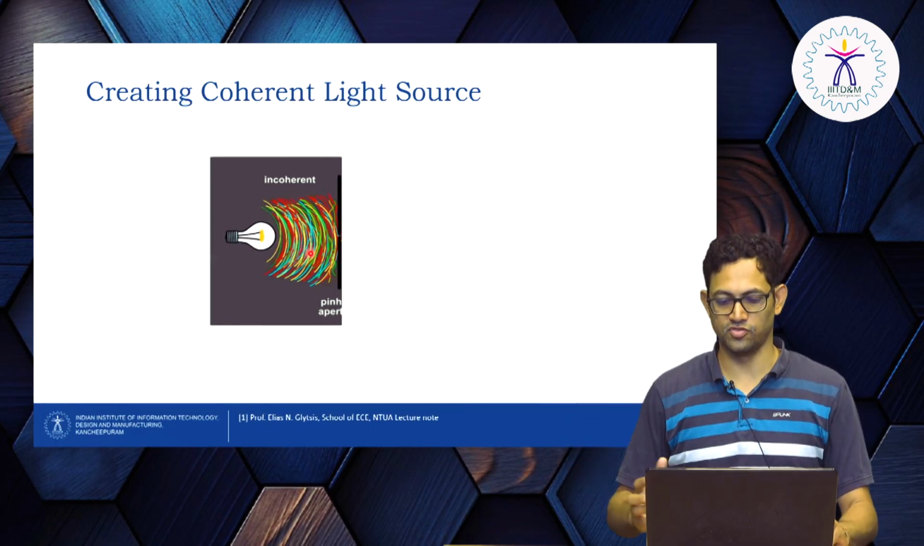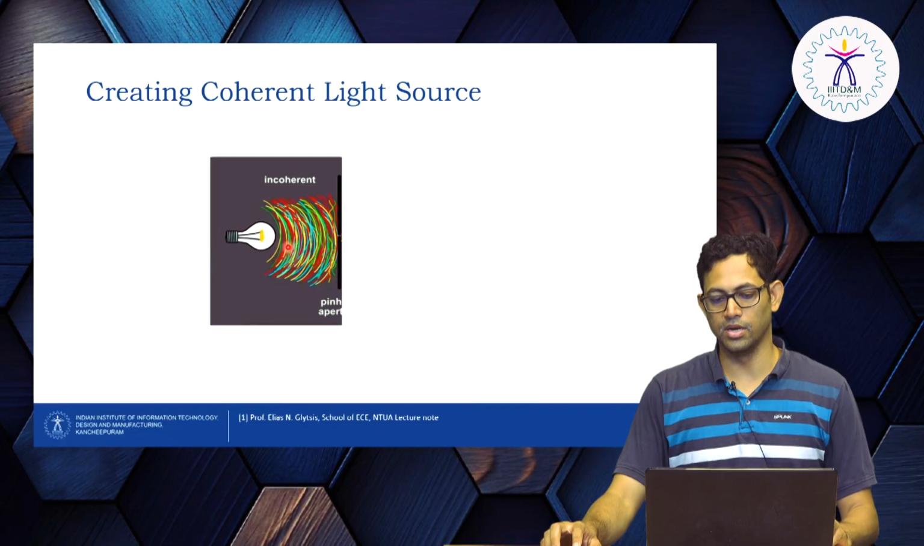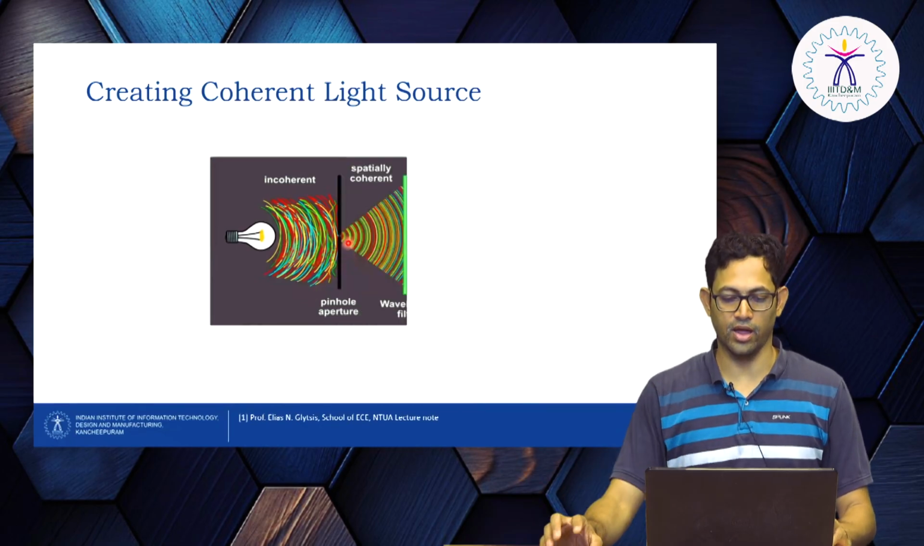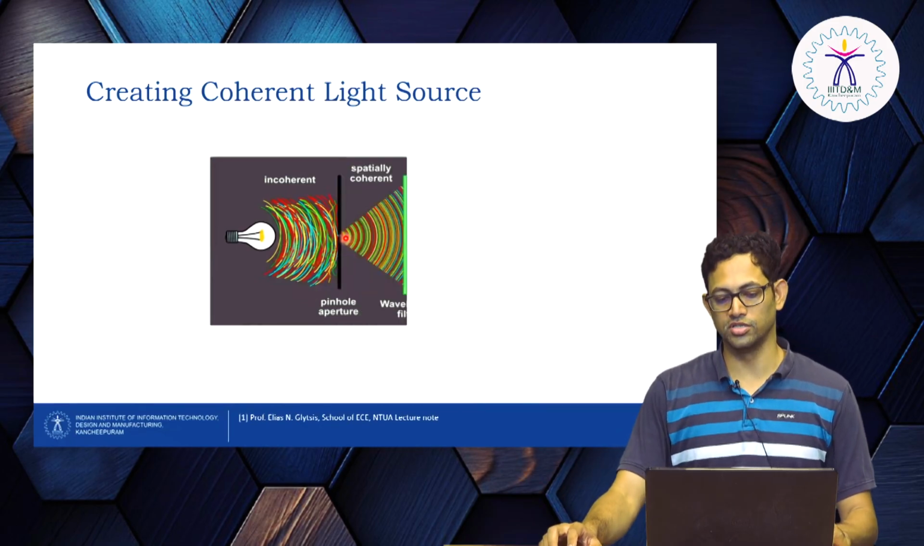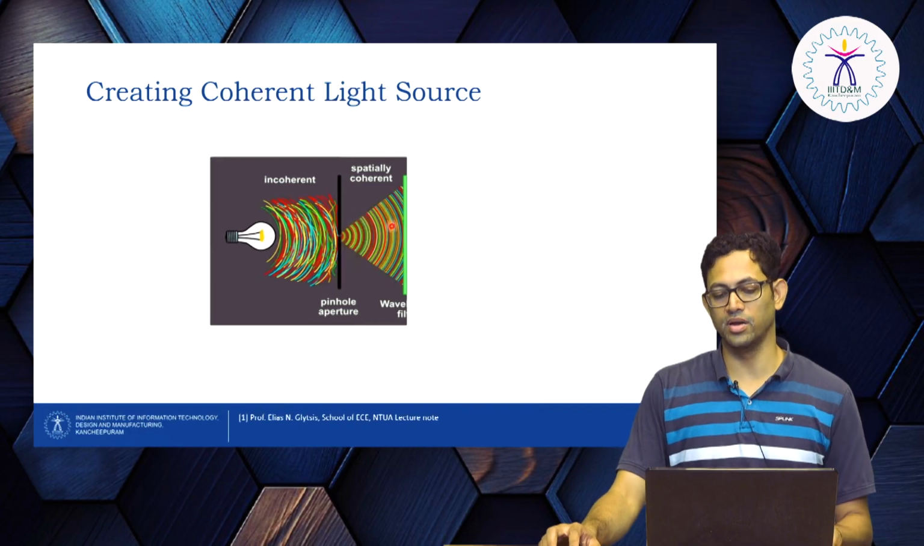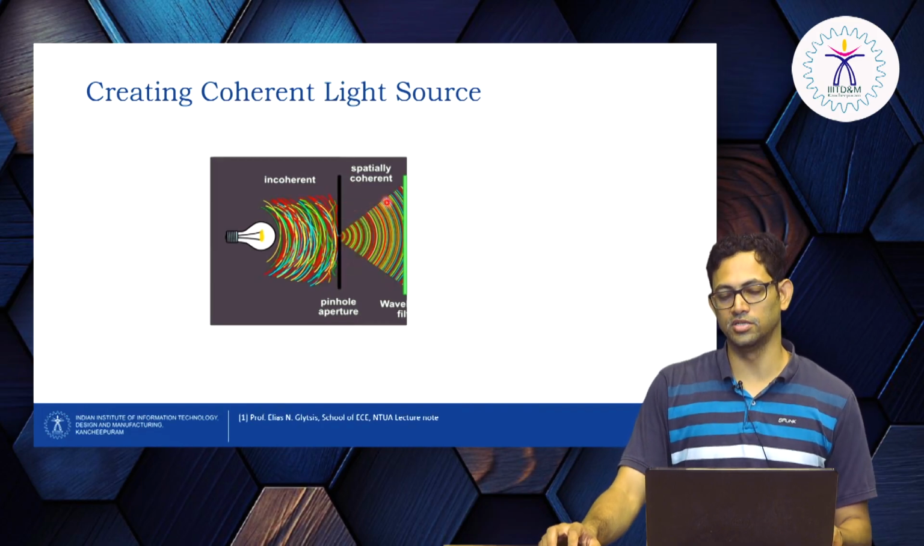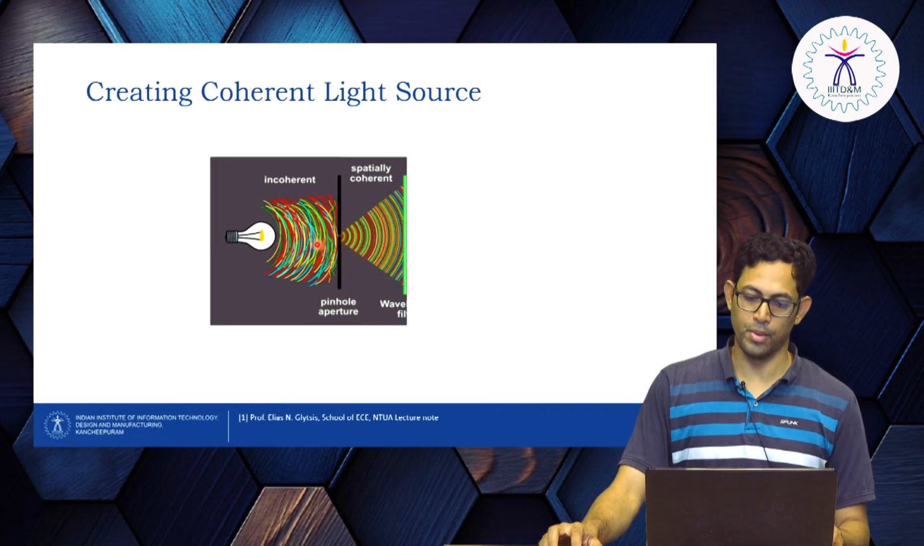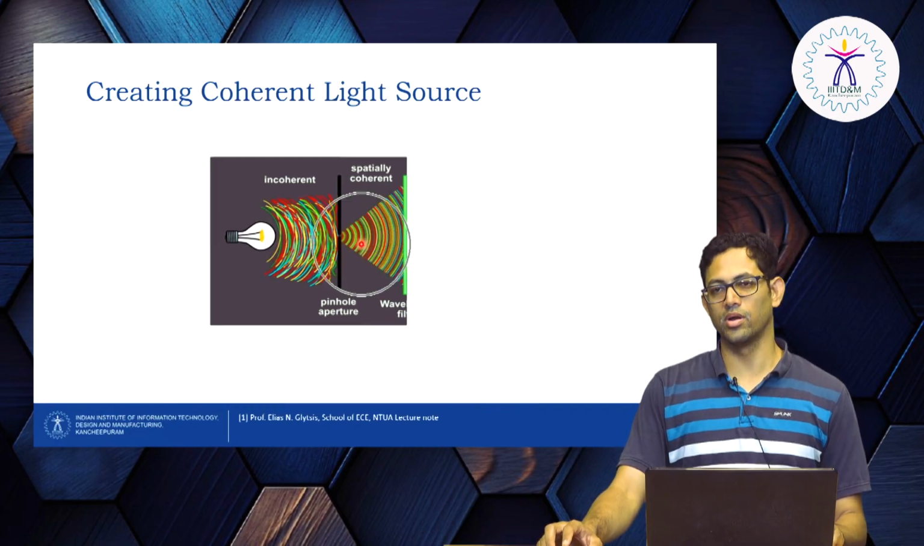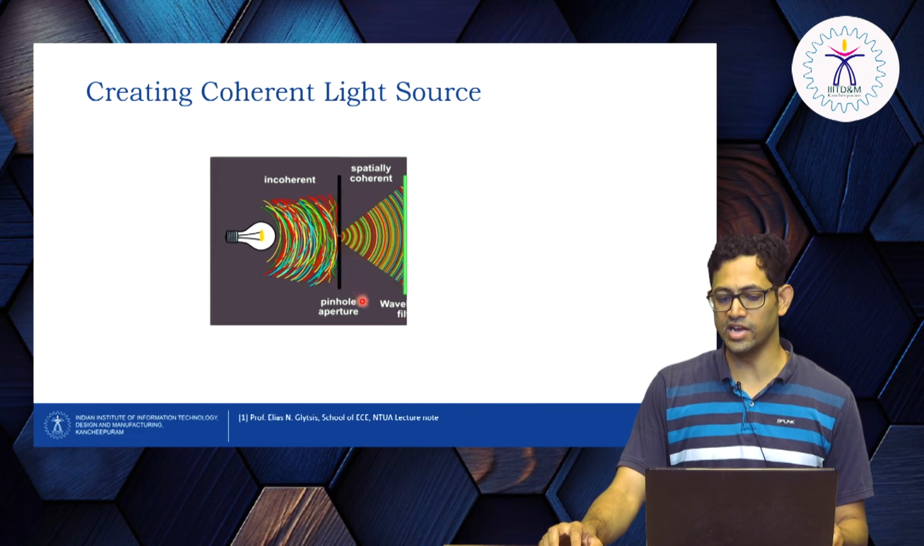It's not straight, but drawn together from many angles. So we can use a pinhole aperture to make the wavefront coherent, right? So now we have a spatially coherent light source once the incoherent light source passes through a pinhole aperture.